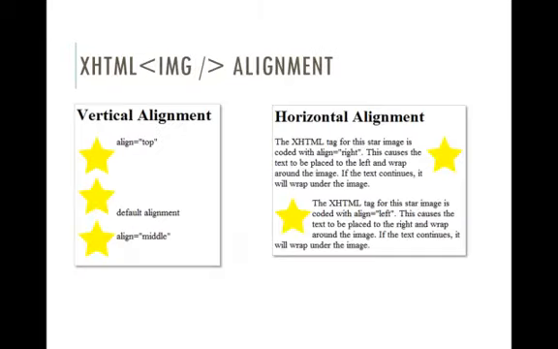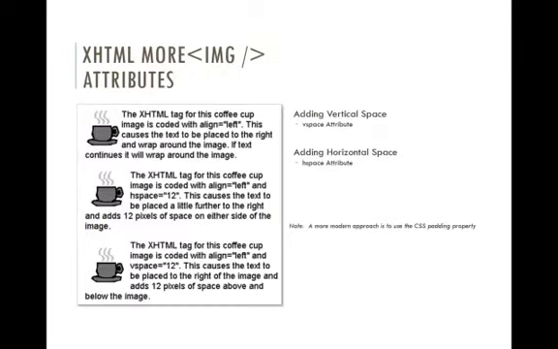We have vertical alignments and horizontal alignments. These all can be wrapped with text or aligned to the top, middle, or bottom of the image. We also can add vertical space and horizontal space to make our images look better and not have the text butt up so close to the image. However, in HTML5, we're going to be using CSS padding to do this.